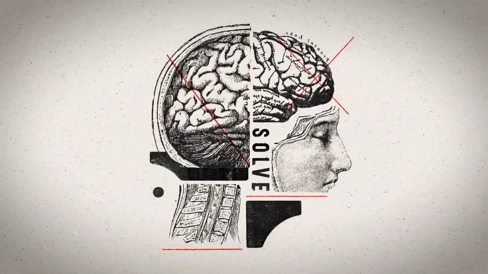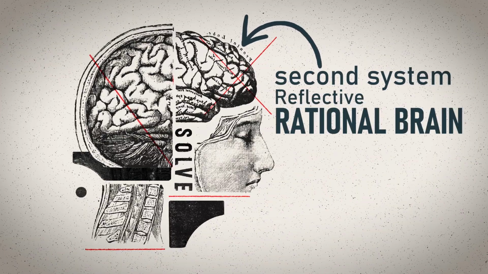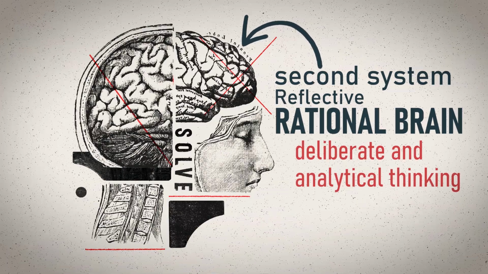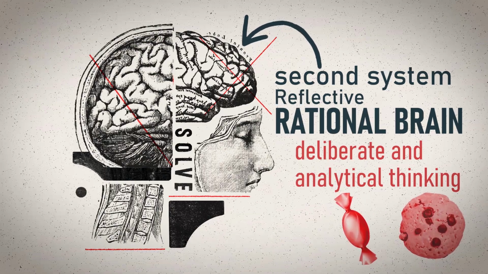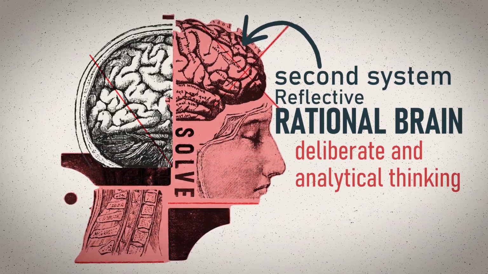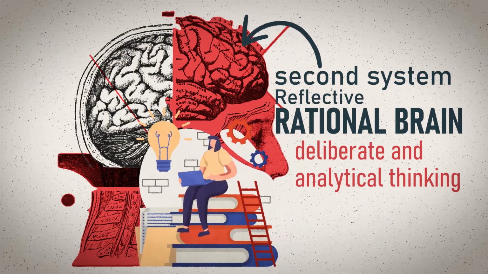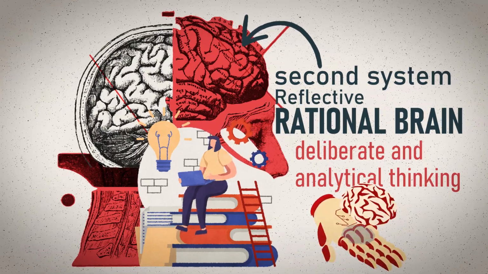On the other hand, there is the second system, known as the reflective or rational brain, which engages in deliberate and analytical thinking. This system is responsible for calculating the correct answer to the candy and cookie problem, as well as evaluating the expected value of different options in the betting scenario. Most of us identify with the second system. We consider ourselves rational, analytical human beings. Thus, we think we spend most of our time engaged in rational thinking.